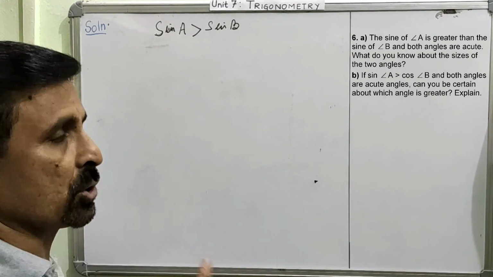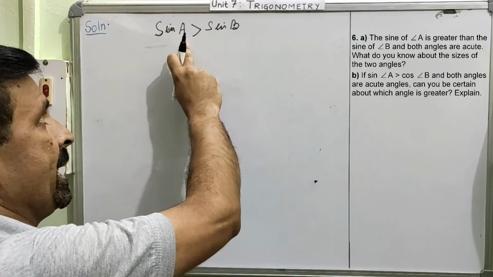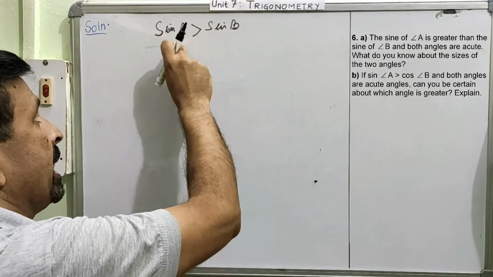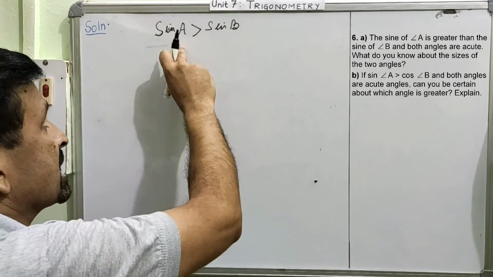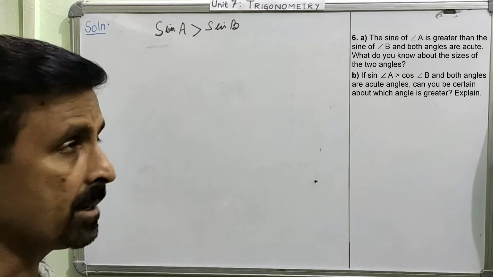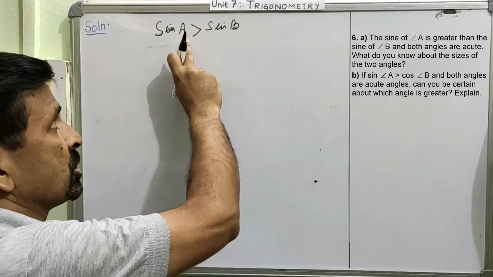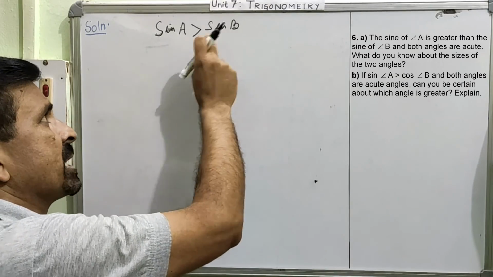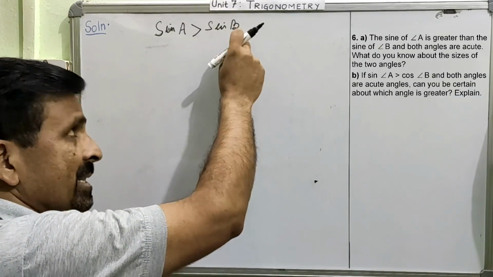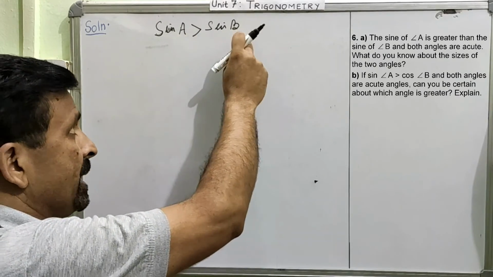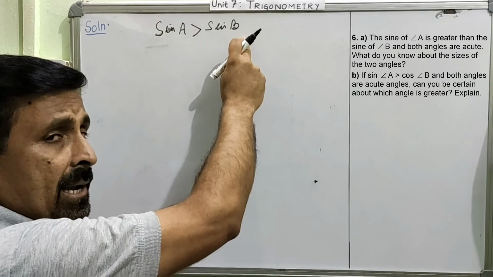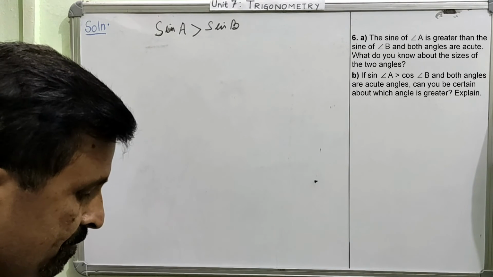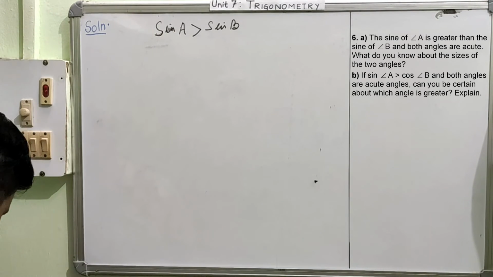Now the question says, if the value of the trigonometrical ratio of sine A is greater than the value of the trigonometrical ratio of sine B, then what do you say about angle A and angle B? What will be the relation between angle A and angle B? Is angle A greater than angle B, because sine A is greater than sine B? Or is it angle B greater than angle A? What is the possibility? So we have to now find out by doing the activity.